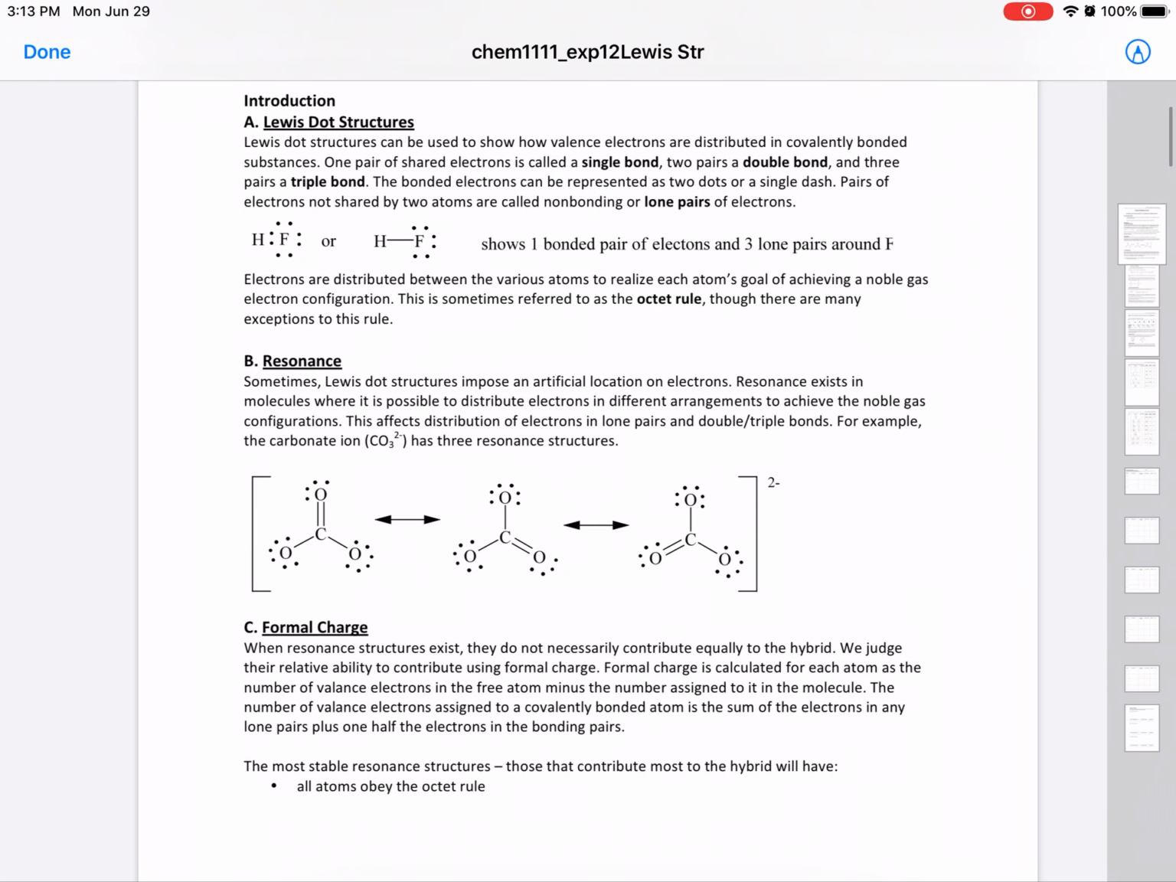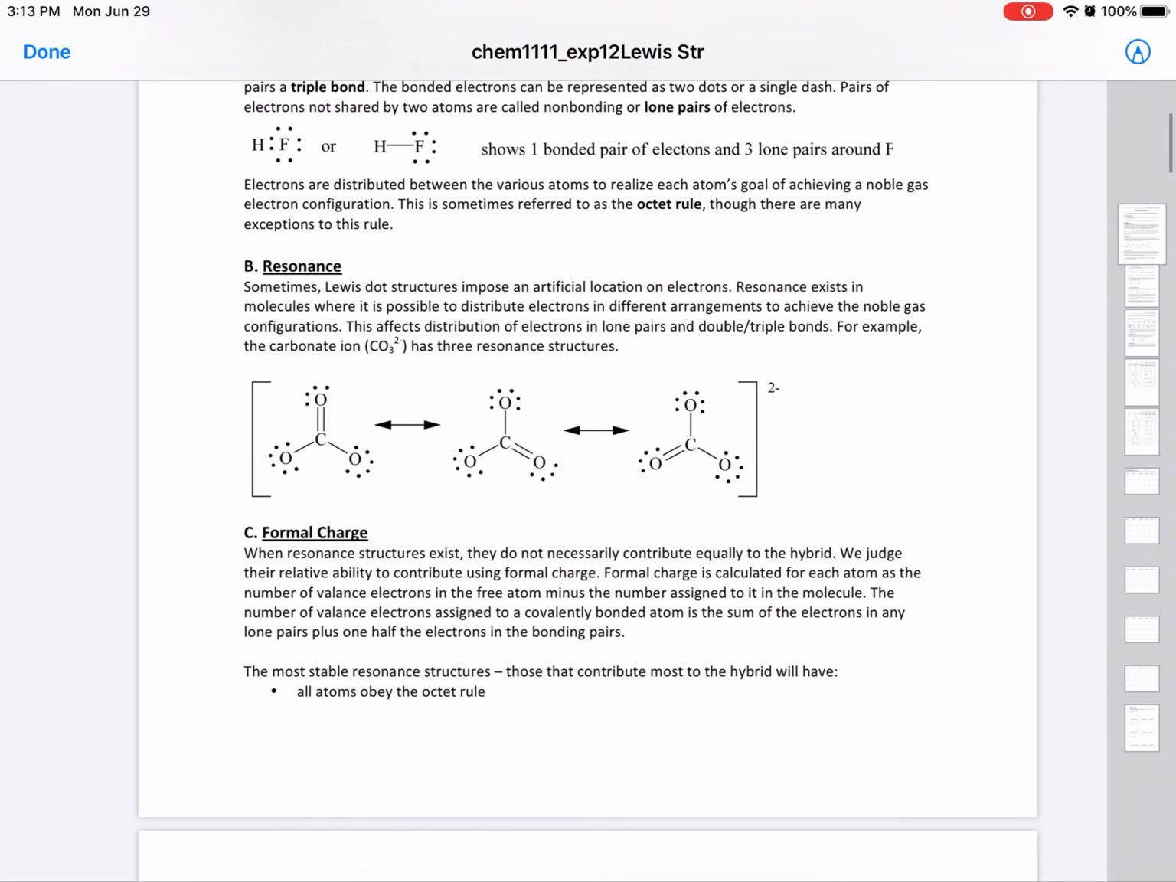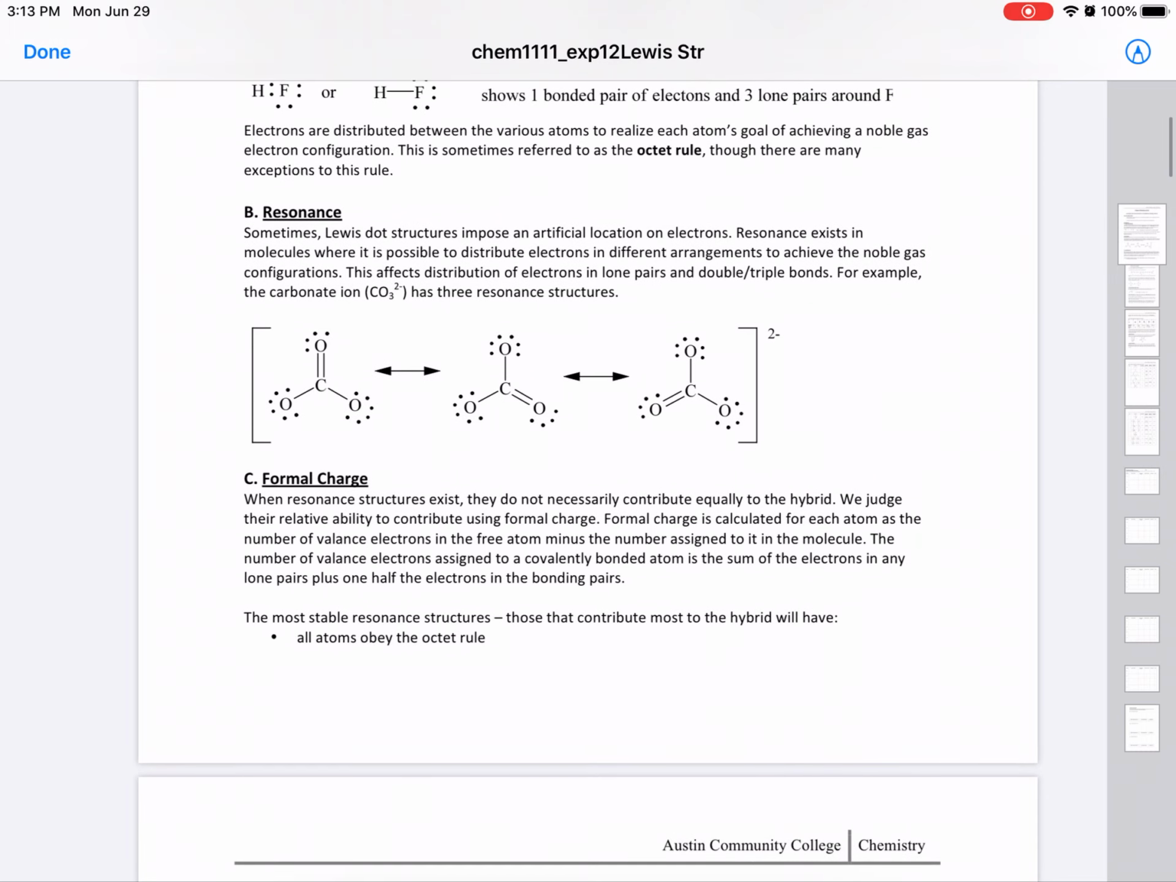Okay, and then we also talk about the resonance structure. The resonance structures are that you can have the same atom placement of the Lewis structure, but instead the double bonds and the lone pairs can delocalize. That's the resonance structure. So this is the carbonate ion, CO3 2 minus. There are 3 resonance structures.